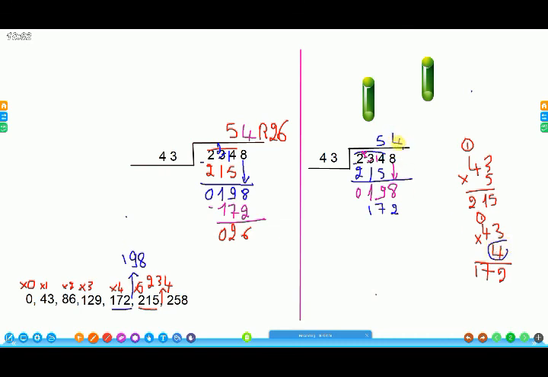I can make 4 groups of 43 with 172. Now I find the remainder, so don't forget to write the quotient first or the answer will be missing a digit and it will be wrong. 8 minus 2 is 6, 9 minus 7 is 2, and 1 minus 1 is 0. Same answer, and here no more digits to slide, so my division has ended and the answer is 54, remainder 26.